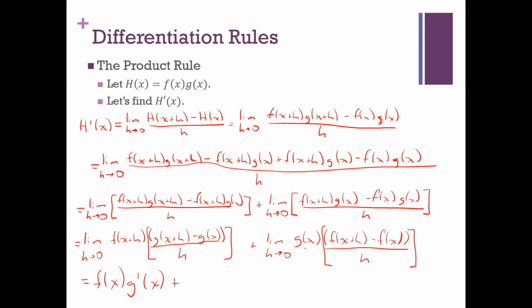On the other side, that G of X is easy. There's no H in there. That's going to stay G of X. What's that second term look like? That's the derivative of what? F prime of X.